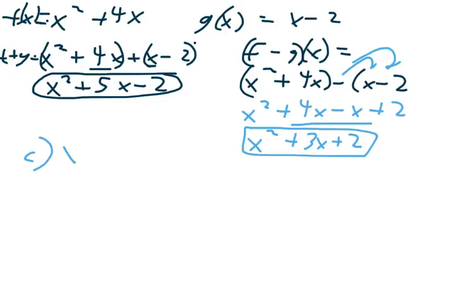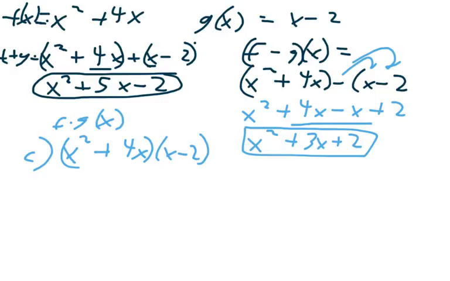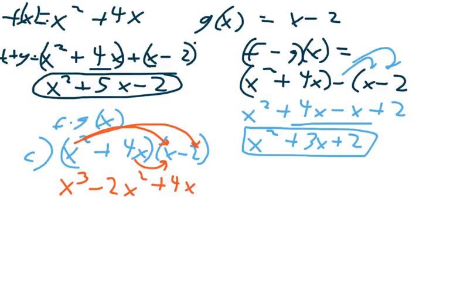In letter C, we're just looking to multiply them. So that's f times g of x. So we got x squared plus 4x times x minus 2. Multiply. x times x squared is x cubed, minus 2x squared, plus 4x squared, minus 8x. And so we got x cubed, minus 2x squared plus 4x squared turns out to be plus 2x squared, minus 8x.